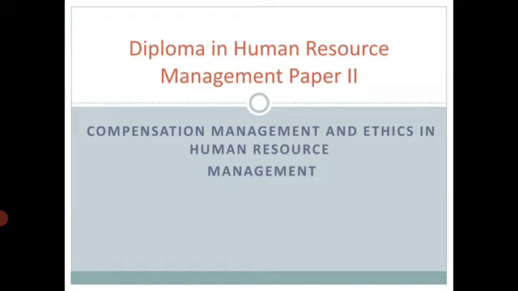Paper 1 is entitled Management of Industrial Relations, in which we have gone through 4 different topics. We will be revising those 4 topics. Unit number 1 was Industrial Relations, unit number 2 was Industrial Conflict, unit number 3 was Trade Union, and unit number 4 was Collective Bargaining. So this is your paper number 1, Management of Industrial Relations.